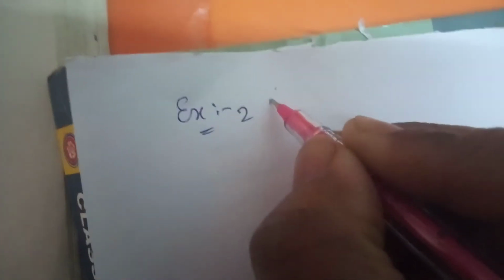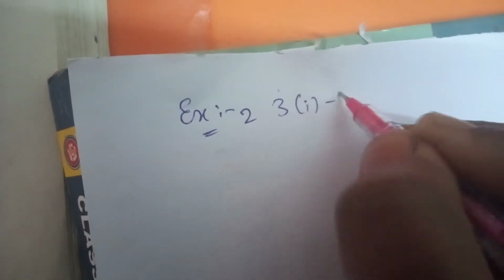So in the coming exercise 2, that is the third bit, from 1 to 10 problems, they have given some algebraic expressions. From these algebraic expressions we have to identify which are monomial, binomial, trinomial, and also polynomial, that is multinomial. Okay, exercise 2, third bit, 1 to 10 problems.